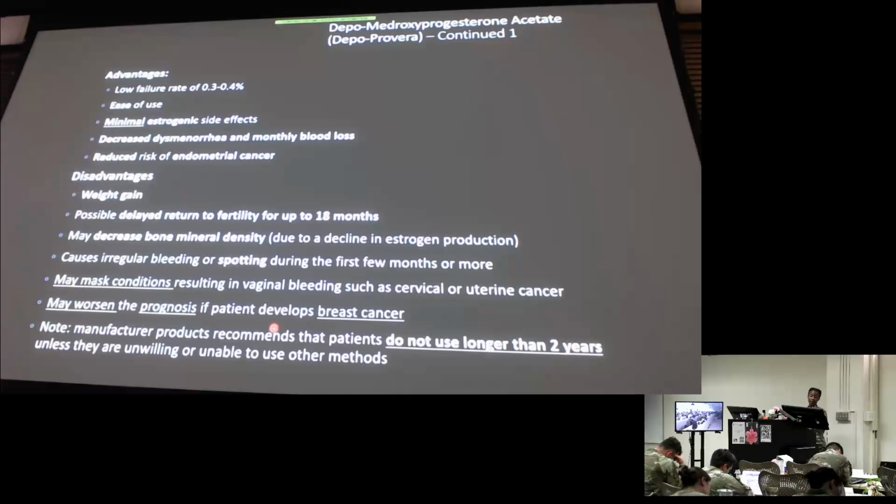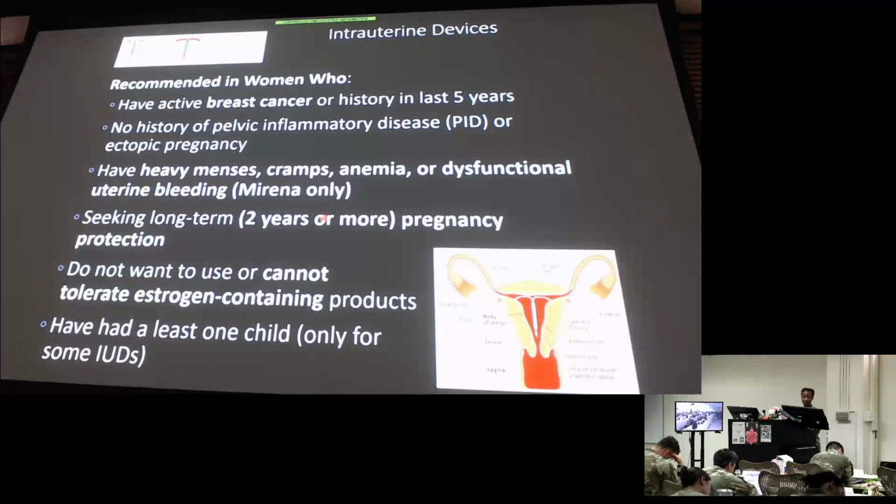Disadvantages, that weight gain. Make sure that this says 24. I matched this with your lecture that you're going to have. So 24. Delayed return to fertility, again, as high as, and there were some studies that are even over that 2 years. Decrease in the BMD, the spotting, all of the things that we talked about, okay? So just continue to look at those. They're reiterated several times throughout this lecture.